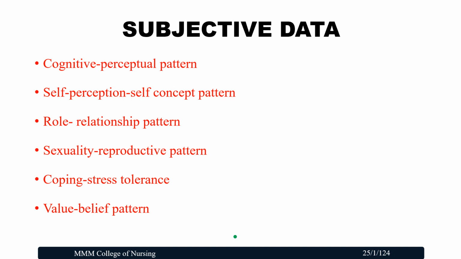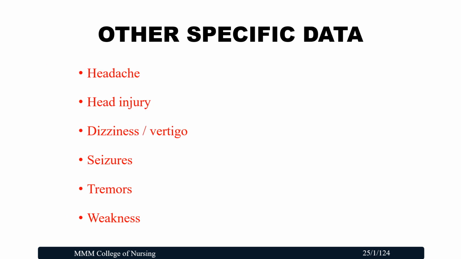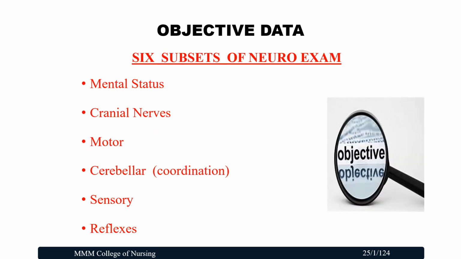And value and belief pattern, here what are the patient's religious practices and beliefs or cultural influences with regard to the healthcare. All these kinds of values and belief patterns may affect the patient's healthcare practices. Other specific data like headache, head injury, dizziness or vertigo, seizures, tremors, weakness, all that we have to find out.